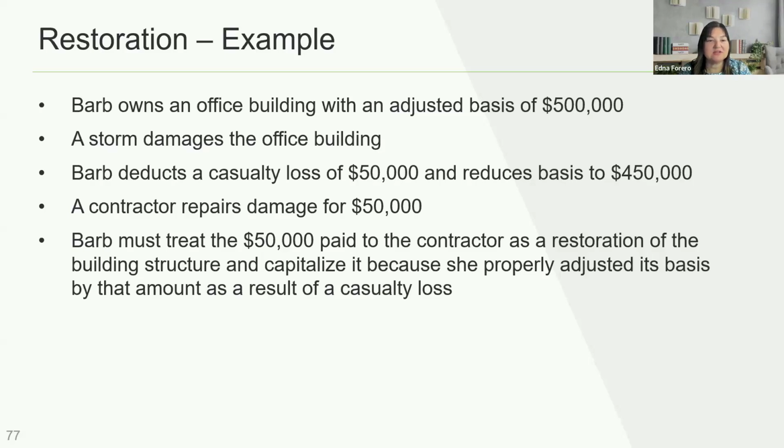And so they cannot deduct the casualty loss. So making sure that they don't double dip, if you will, unfortunately. But just understand what happened, whether they restored it or they improved it, they made it better, and how that changes the asset's usefulness.